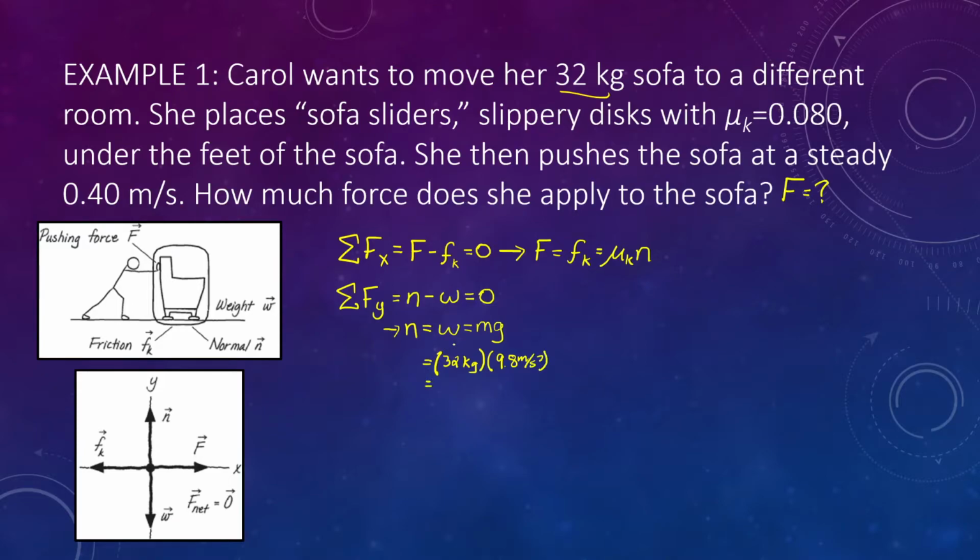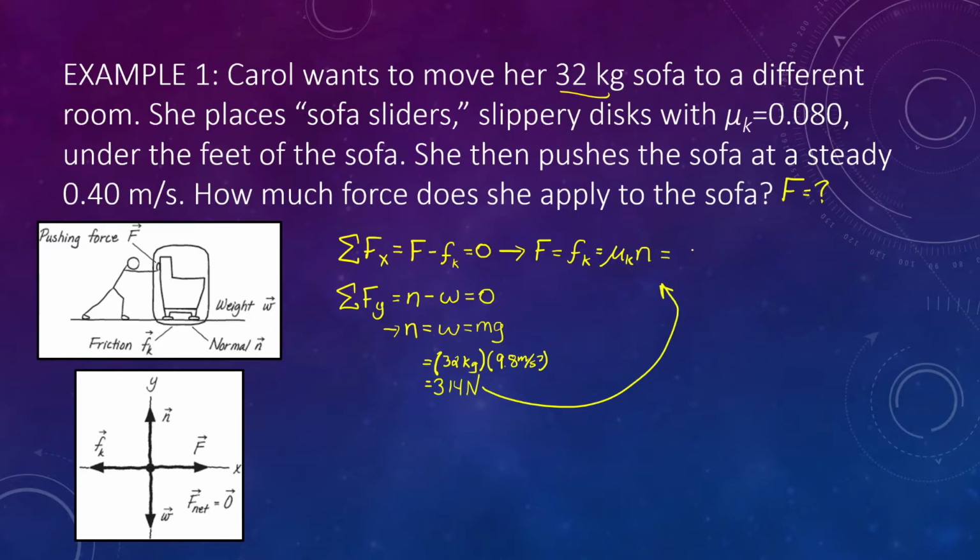Plugging this in, we find that the normal force is equal to, actually didn't write this out, it should be just under 320, because this is 32 times 9.8. And so what you get is 313.6. We'll say 314. So we have 314 newtons for the normal force N. Well, now we can take this and plug it in to our equation above.